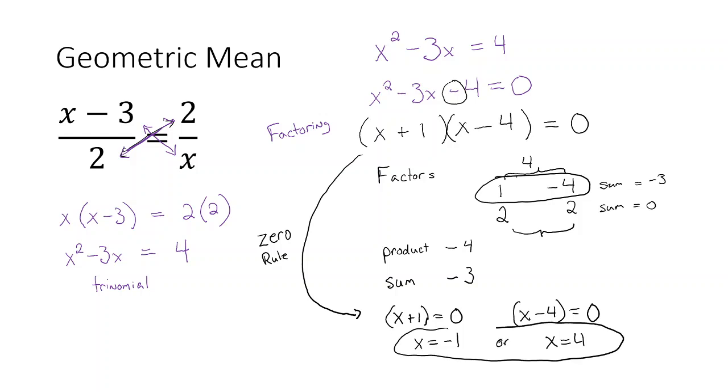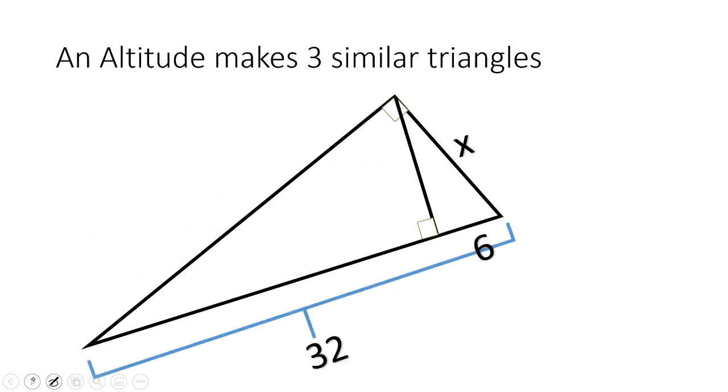I don't know that this is part of a triangle, so we'll say that it could be negative 1 or positive 4 would both make this geometric mean work. If you have any questions on that, send me an email, call me, do whatever you need to, and I'll help you work through it.